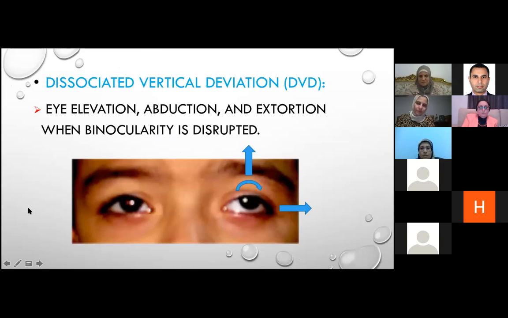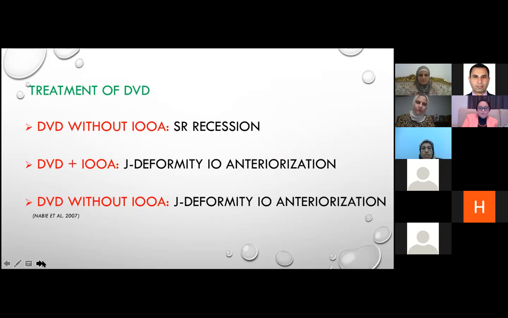Dissociated vertical deviation is eye elevation, abduction, and extorsion when binocularity is disrupted. The classical treatment of DVD is superior rectus recession if there's no inferior oblique overaction. And the classical treatment of DVD with inferior oblique overaction is J deformity, inferior oblique anteriorization. However, it was reported that DVD without inferior oblique overaction can still be treated by J deformity, inferior oblique anteriorization.